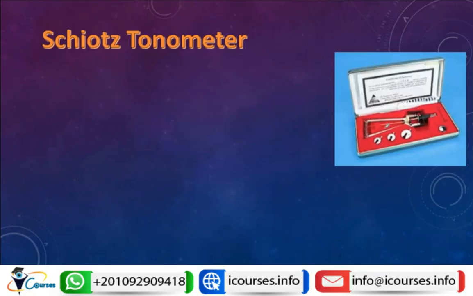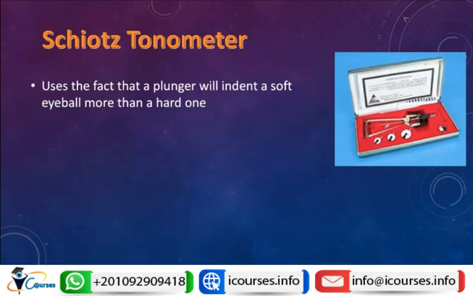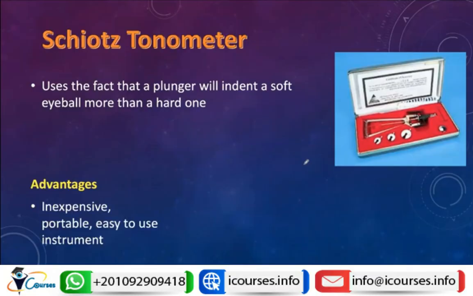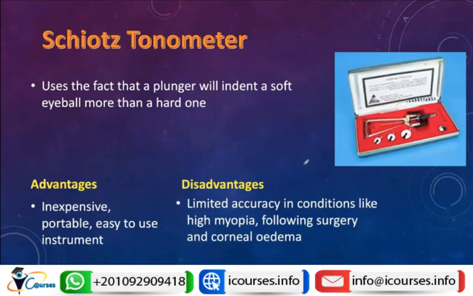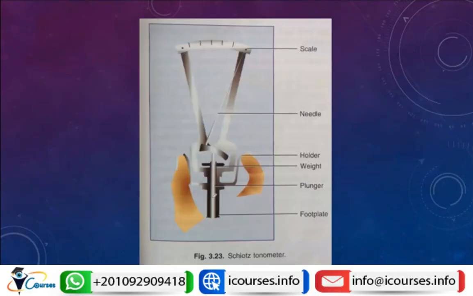So this is called the Schiotz tonometer, and it has a plunger that will indent the soft eye more than the hard one. It has the advantages that it is inexpensive, portable and easy to use, but it is limited in accuracy in some conditions like high myopia, following surgical procedures, or corneal edema.